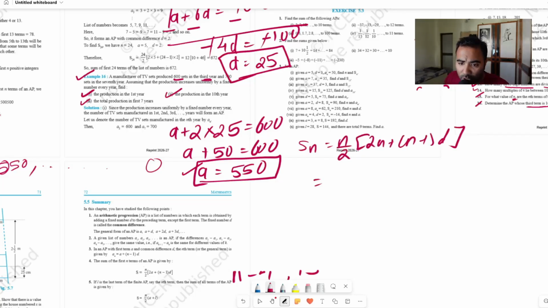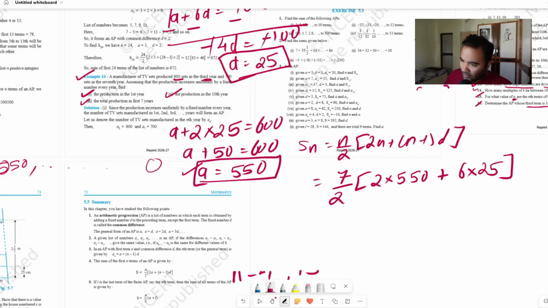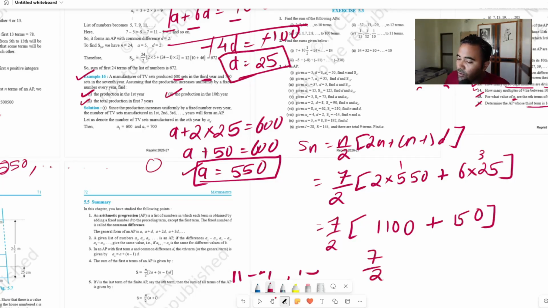Right. So what do you need? You need the sum of the first 7 years. So n is 7, 2 into what is a, 550, plus 7 minus 1, 6, common difference is 25. Let us calculate an answer to this. 5 2s are 10, 10 plus 1, 11. 6 5s are 30, 6 2s are 12, 12 plus 3, 15. So 7 upon 2 multiplied by 1250.